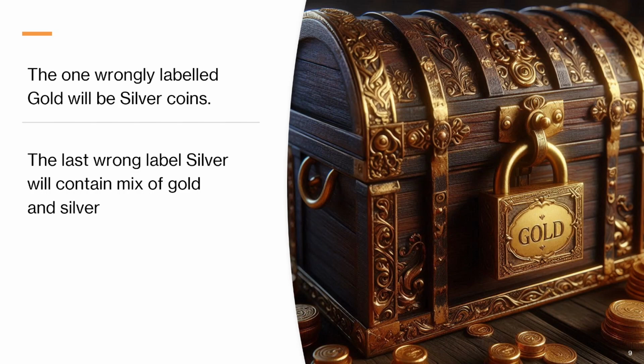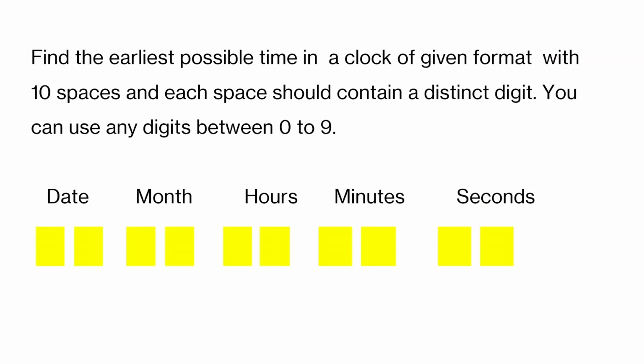So let's move on to the next level, which is level 3. Find the earliest possible time in a clock of given format with 10 spaces. Can you see that yellow spaces? Each space should contain a distinct digit. You can use any of the decimal digits between 0 to 9.